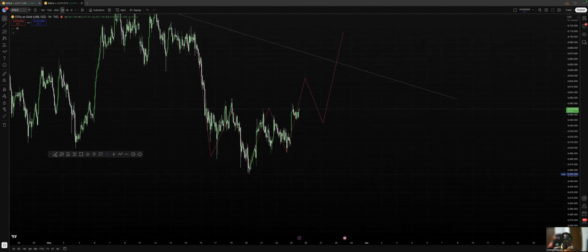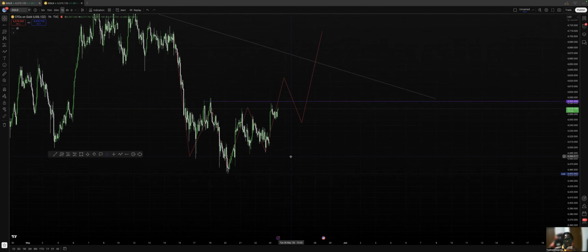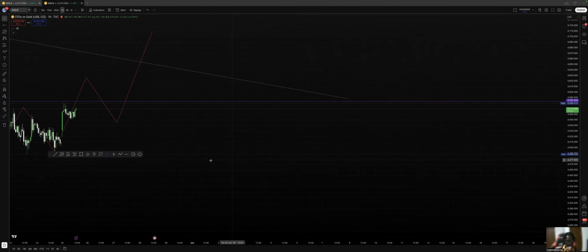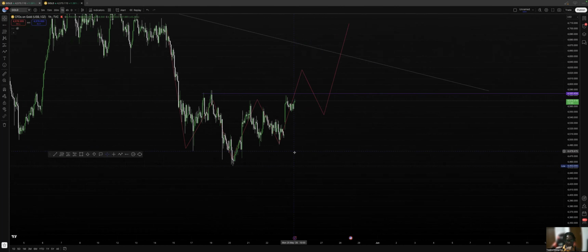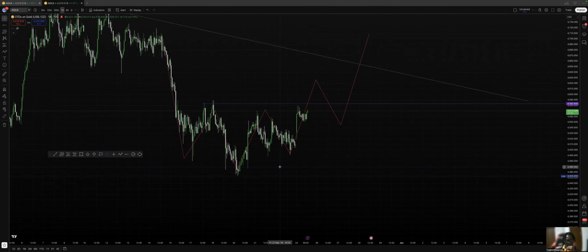this 1 hour supply zone, and price starts retracing back from this level, I'm joining the sellers. So this is a very simple analysis. Price can go either way, and this is just the first day of the week. So let's see how the week goes.